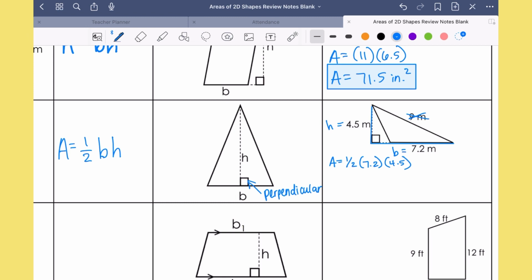If you haven't noticed, I've been using a lot of decimals because a lot of times students tend to freak out when you see a decimal, and there's no need for that. You just plug it in just like how it is in the formula, okay? And then use your calculator. 1/2 times 7.2 times 4.5 is going to give you 16.2 meters squared. Okay.